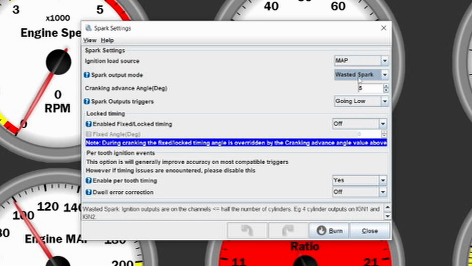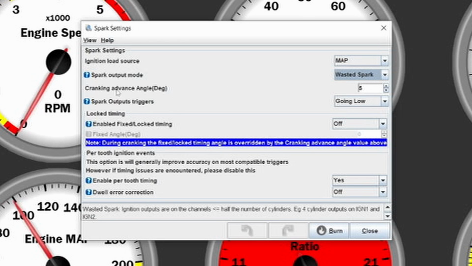Due to the stock ECU or stock wiring only having two channels for ignition coil wiring, we would set this to wasted spark. Obviously, for a distributor, there would be a single channel, or wasted COP for a coil on plug setup, such as with Yaris coils, Nissan coils, or VW coils.